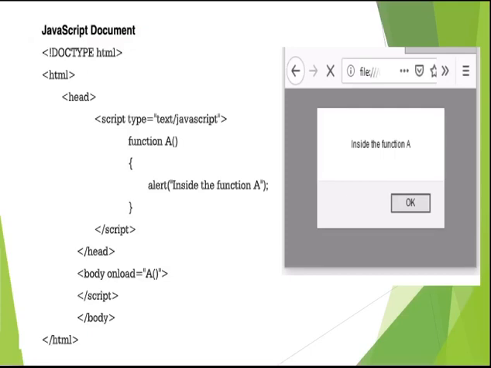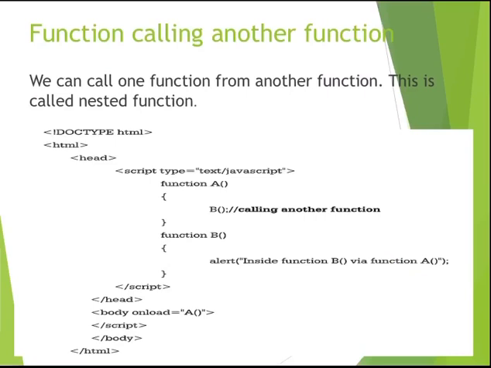Okay, let's see the next slide. Function calling another function means you are calling one function from another function. It is also called a nested function. We can call one function from another function. Let's see it with the help of an example.